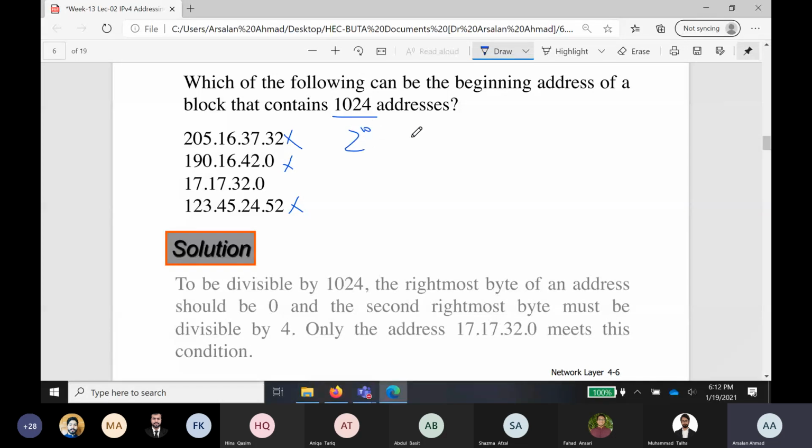So 2 raised to the power 10 means two bits from the third octet, and 8 bits from the last octet, the fourth byte. So this means that it must be .0 in the last octet and something divisible by 4 in the third. So only this address fulfills these requirements.